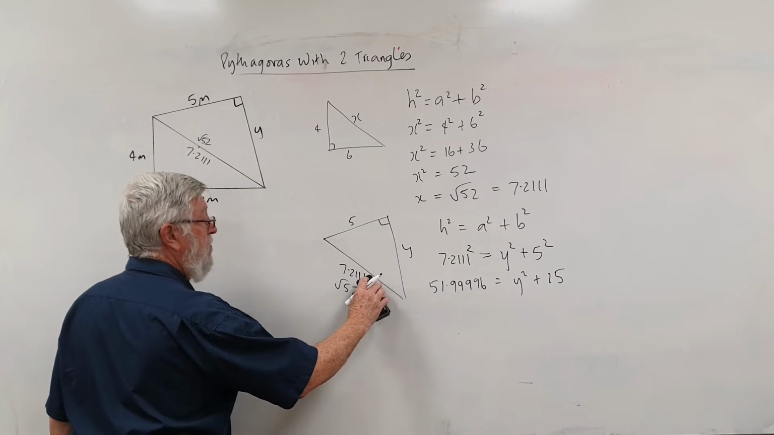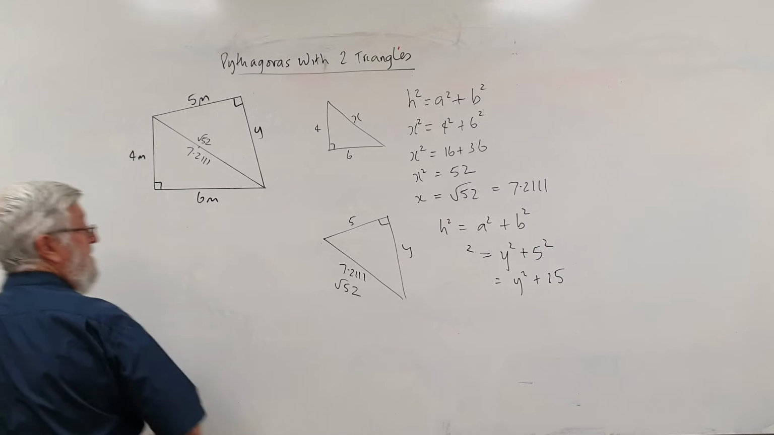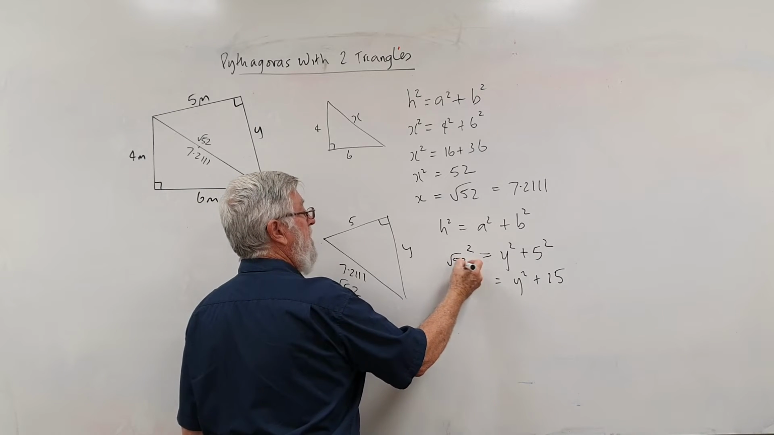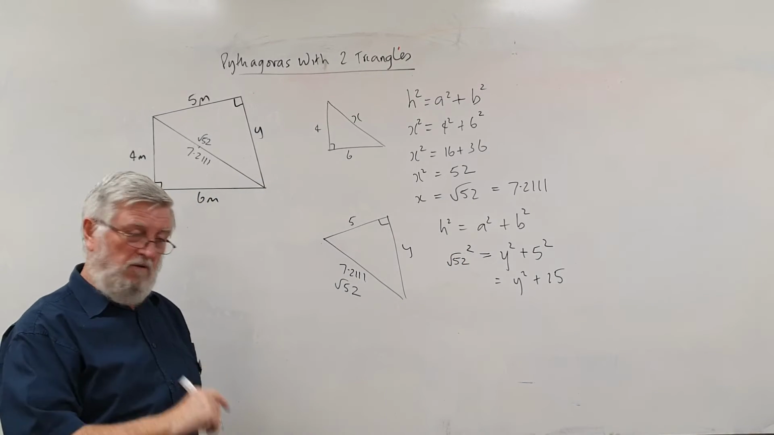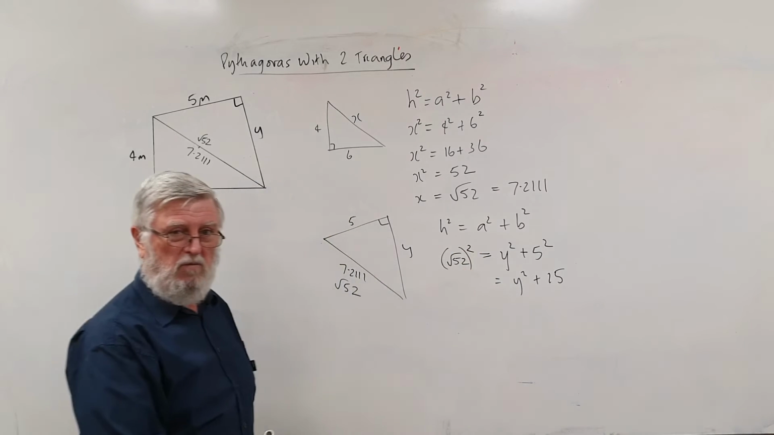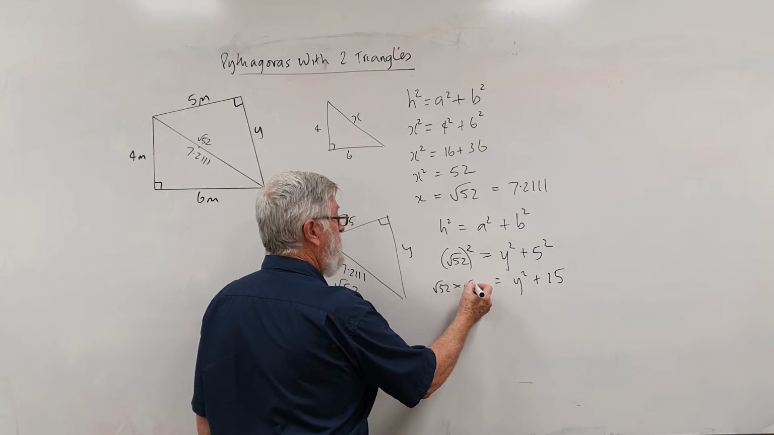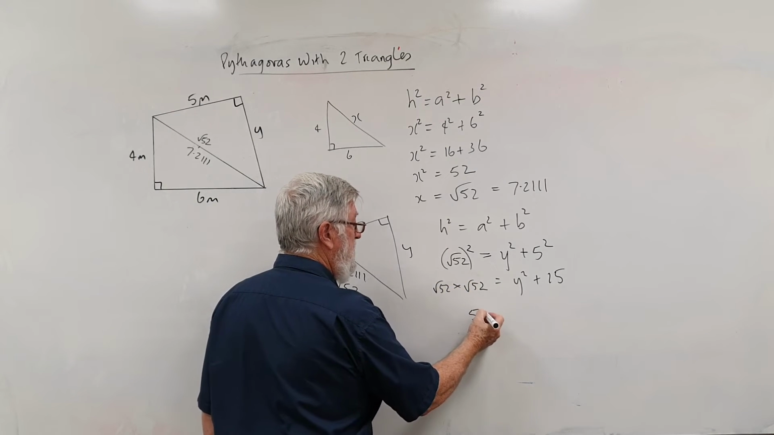instead of writing 7.211 there, I'm actually allowed to write that that's the square root of 52. Now a lot of people, when they write the square root of 52 and they say square it, will put a bracket around it to try to make it more obvious. I want to talk about this for a moment. Square root of 52 times the square root of 52 is 52.